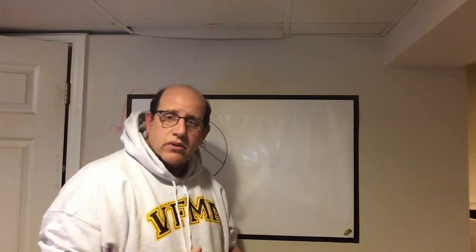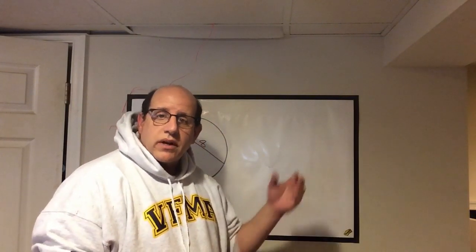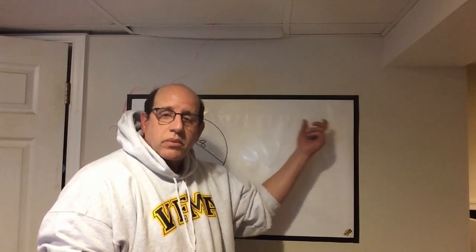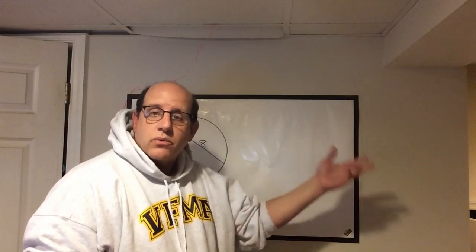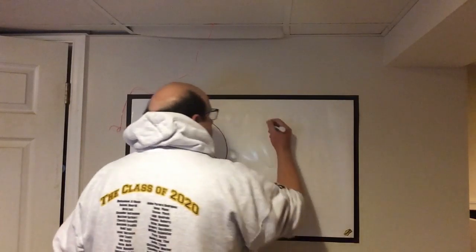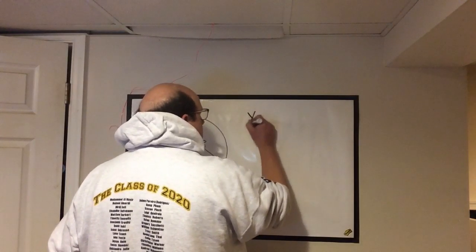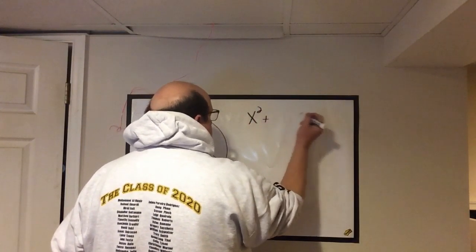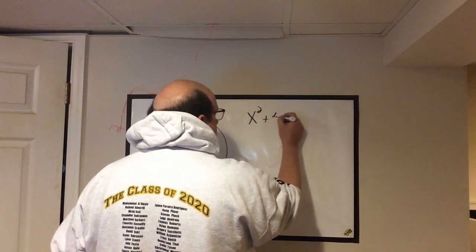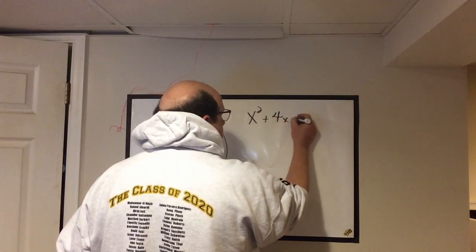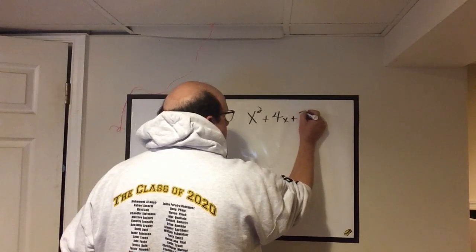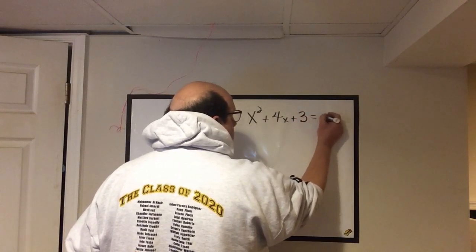A quadratic equation is simply an equation that has an x squared term plus or minus an x term plus or minus some sort of constant that equals 0. And so ignoring the circle here, I'm just going to show you something simple. X squared plus, let's say, 4x plus, let's make it real simple, 3 equals 0.